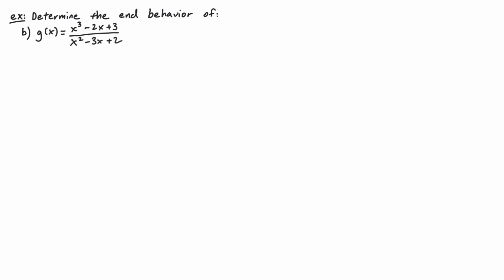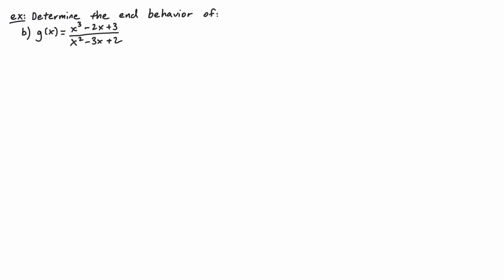In example B here, we want to determine the end behavior of the function g of x equals x cubed minus 2x plus 3 divided by x squared minus 3x plus 2. Now, if we want to determine the end behavior, we need to rewrite our rational function using polynomial long division. So first, we'll need to write down our dividend. Our dividend is x cubed minus 2x plus 3.